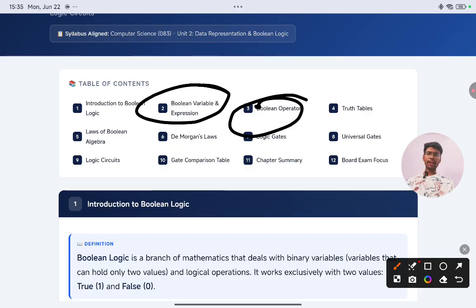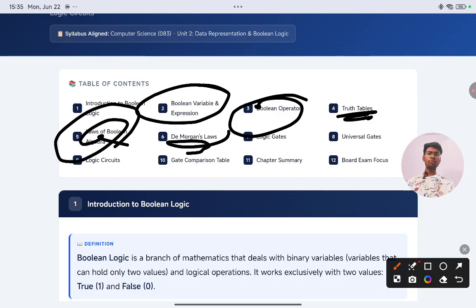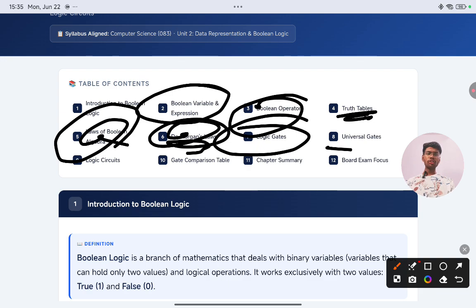Derived ones like NAND, NOR, XOR. We'll be learning the truth tables and how to make them. What are the laws of Boolean algebra? The most important De Morgan's law, there is the first law and the second law. We will be studying logic gates, and the universal gates, that is NAND and NOR gate.